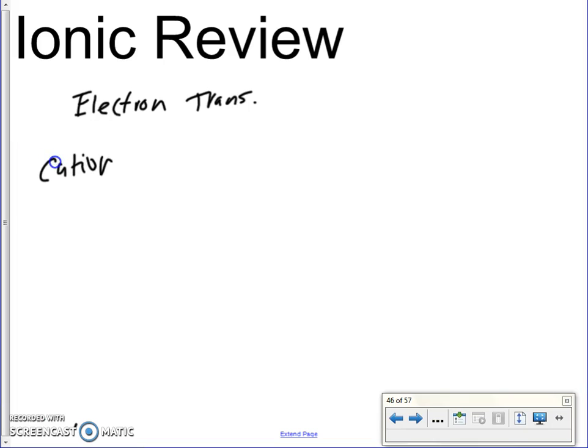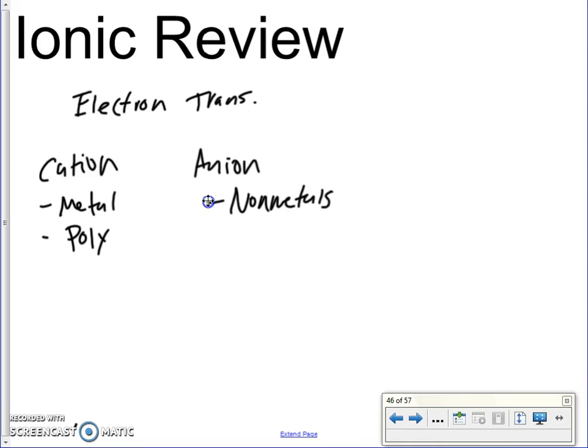Remember, our cation always comes first in our compound, and then the anion comes second. Our cations typically consist of metals, but can also have our polyatomic ions. Remember, our main polyatomic ion that's a cation is ammonium, NH4. But we also have, with anions, nonmetals, and we have our polyatomic ions as well. Remember, with these we are going to do our cross and drop with our charges.